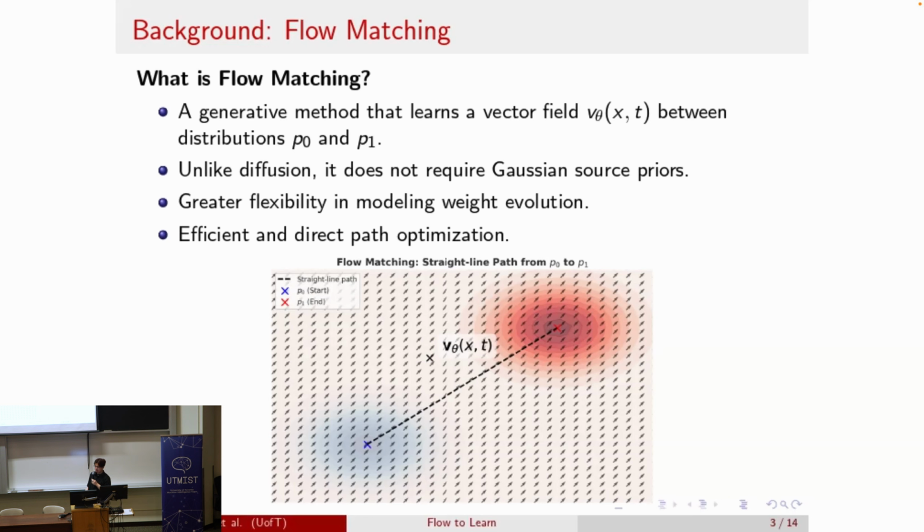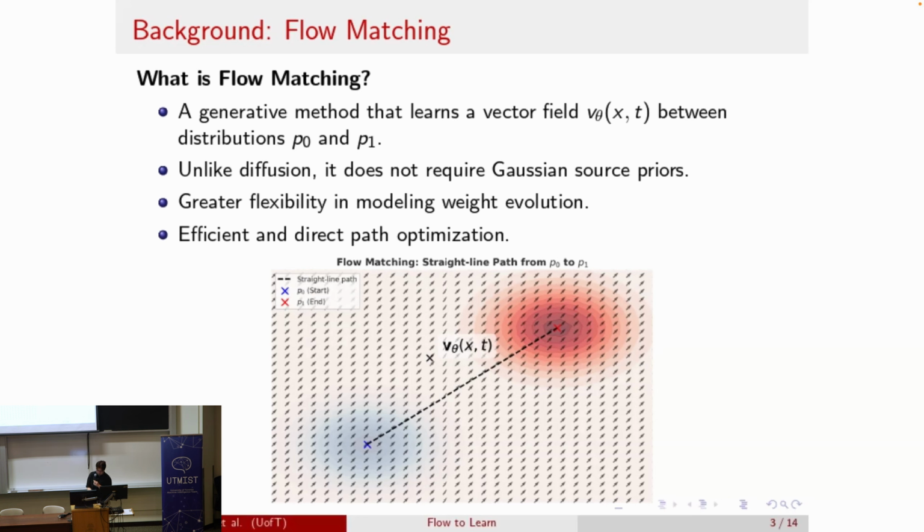To provide a brief outline of what flow matching is: it's a generative method that learns a vector field between distributions P0 and P1. The blue here is P0 and the red here is P1. Unlike diffusion, which is what we're comparing against, we're not restricted to, let's say, Gaussian noise as a source distribution, which is P naught.